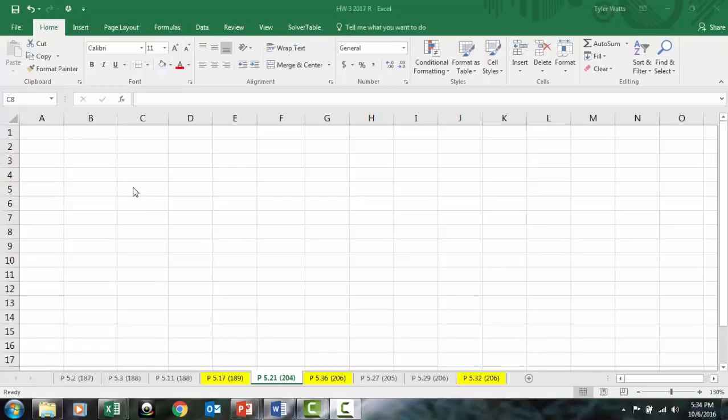Okay, so we're moving on in homework 3 now with the binomial distribution problems, and we'll just do 3 of these. They should be pretty quick. Starting with 521, which is on page 204 if you want to follow along.